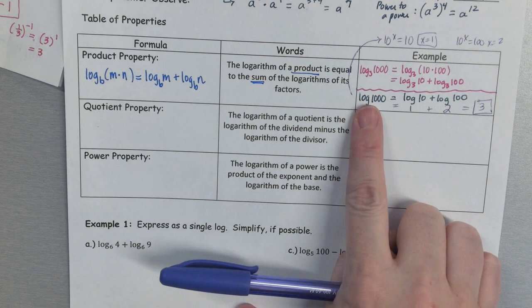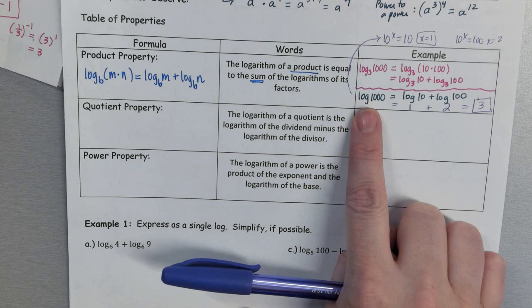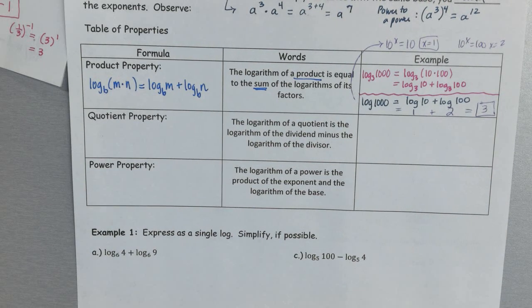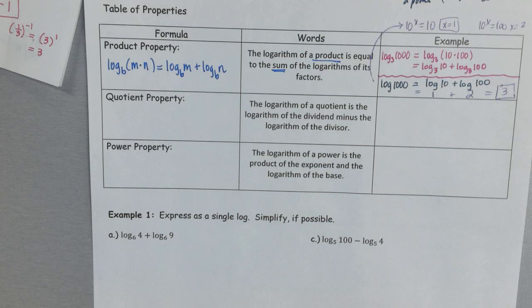Now technically you could do that even here, right? 10 to what power is 1,000? We learned how to do that. Okay, this is just another way to break it up into more manageable pieces. Okay, another tool in our toolbox.